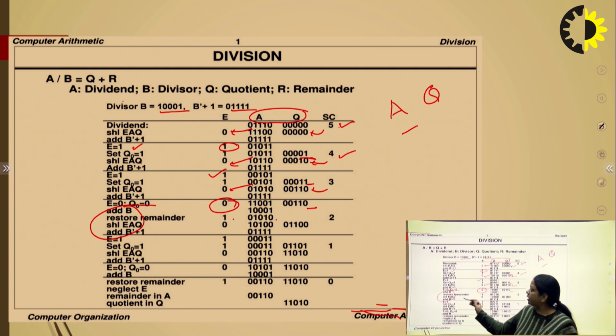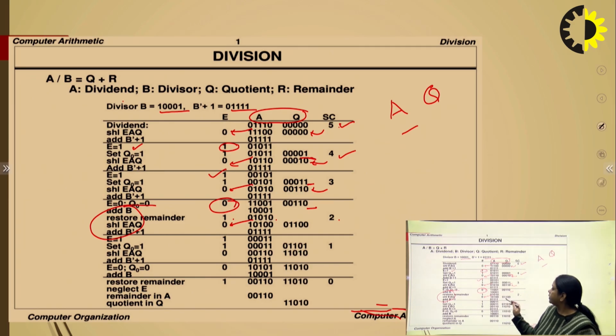Now again we will start the algorithm again. Sequence counter will be decreased to 2 and we will start shift left EAQ. Again shift, after the shifting the value of A will be 1, 0, 1, 0, 0 and the value of Q will be 0, 1, 1, 0 and 0 will be input from here. Then add B bar plus 1 here. We will add this value again. Again we have the value of E is equal to 1. So that we will set the value of Qn here. You can see here we have set the value of Qn is equal to 1. Now again one step is completed. And we will decrease the value of sequence counter.